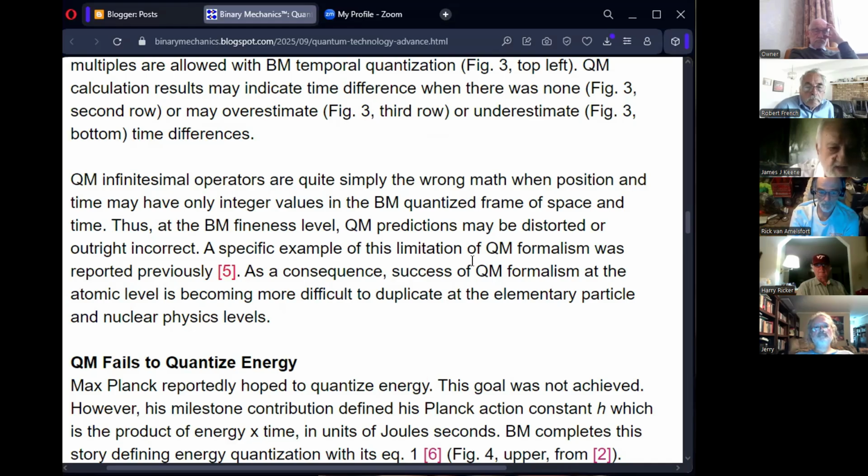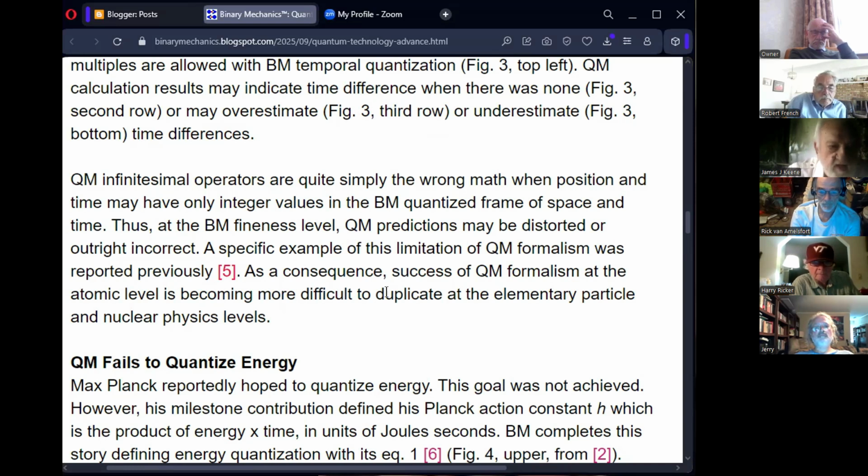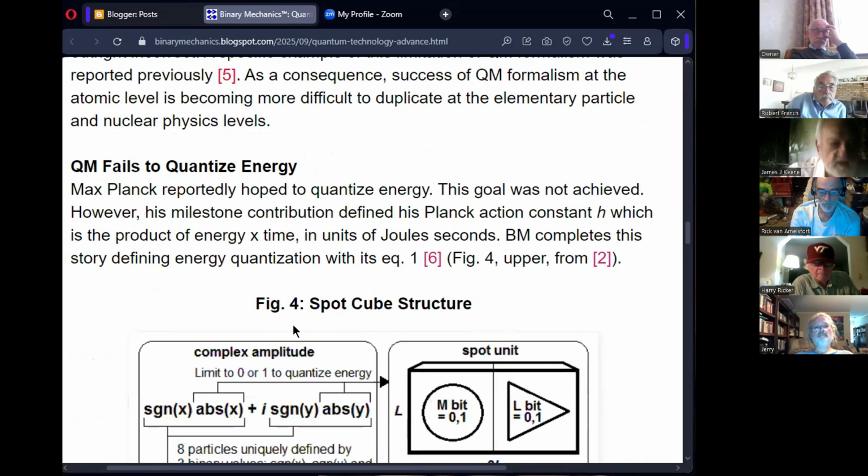A specific example of this limitation of quantum mechanic formalism was reported previously. This is in the paper where we derived the Bohr magneton constant for the electron. And that's a specific example. As a consequence, success of quantum mechanic formalism at the atomic level is becoming more difficult to duplicate at the elementary particle and nuclear physics levels.